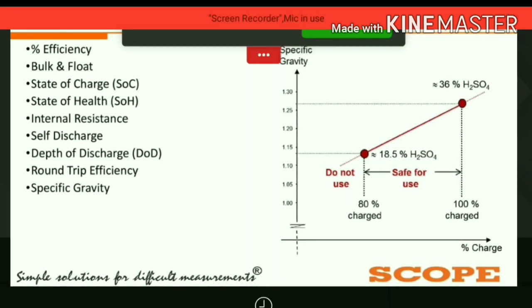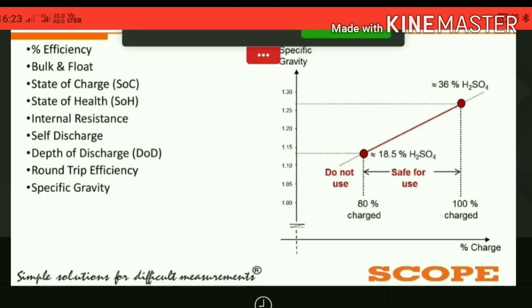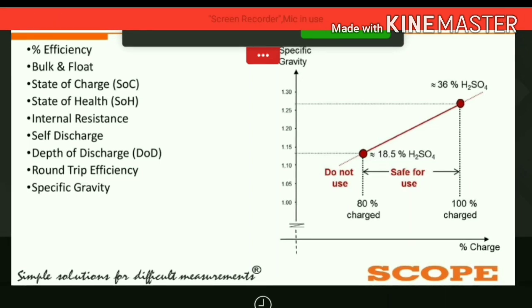So the specific gravity should not be lower or higher than this range. We need to check the specific gravity between 1.1 and 1.25. That is applicable for your lead acid batteries.